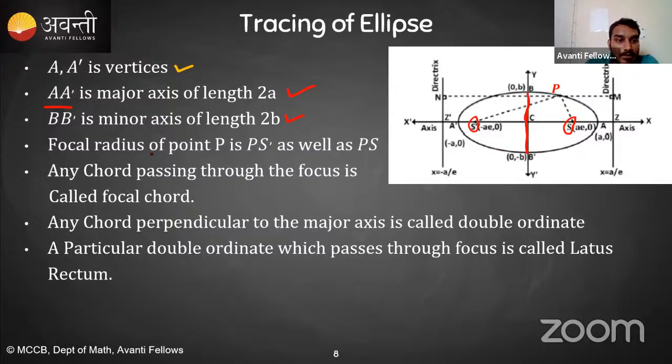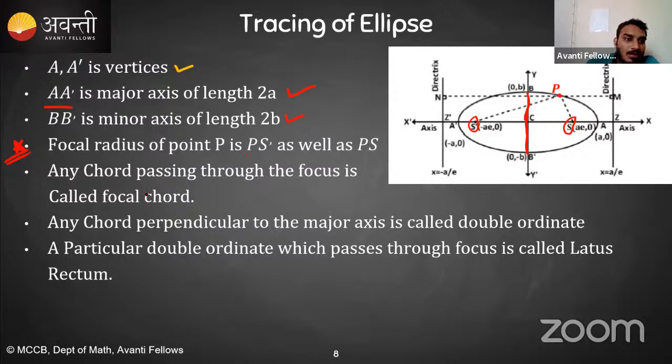And the focal radius of point P is PS dash as well as PS. What is focal radius? Let's say there is a point on the ellipse, let's say this point. The distance of a point on the ellipse from the focus is known as focal radius. Is this clear? So this PS or PS dash is known as focal radius. This is very important terminology. Many students get confused here. Focal radius is nothing but the distance between a point and the focus, and that point should be lying on the ellipse only.